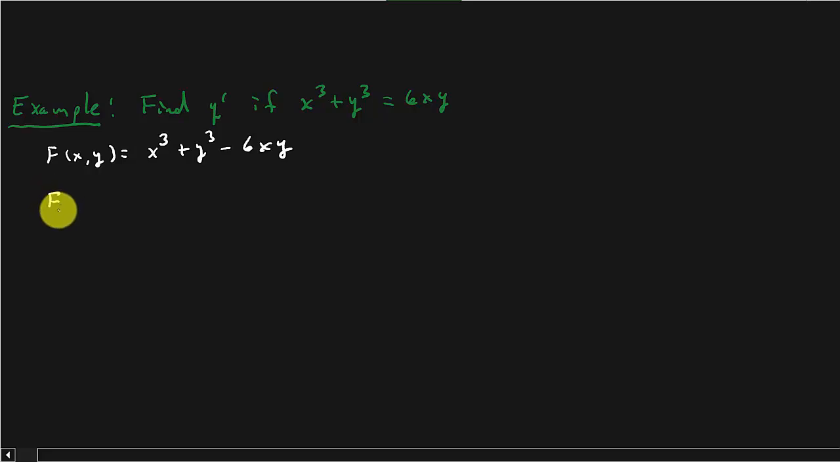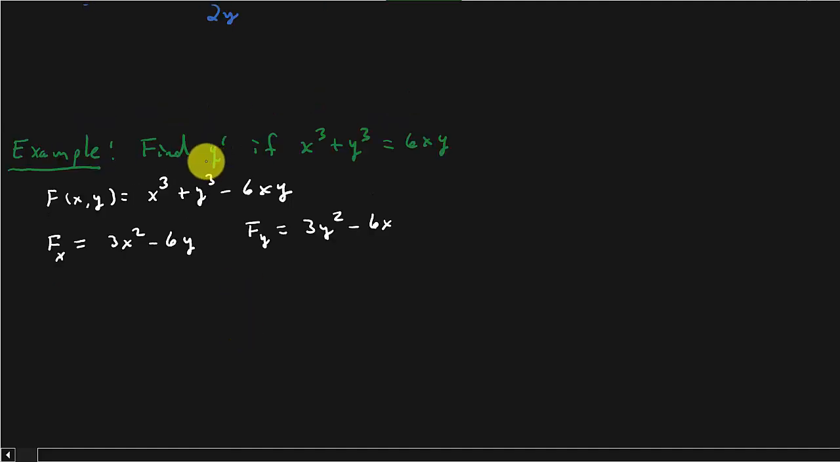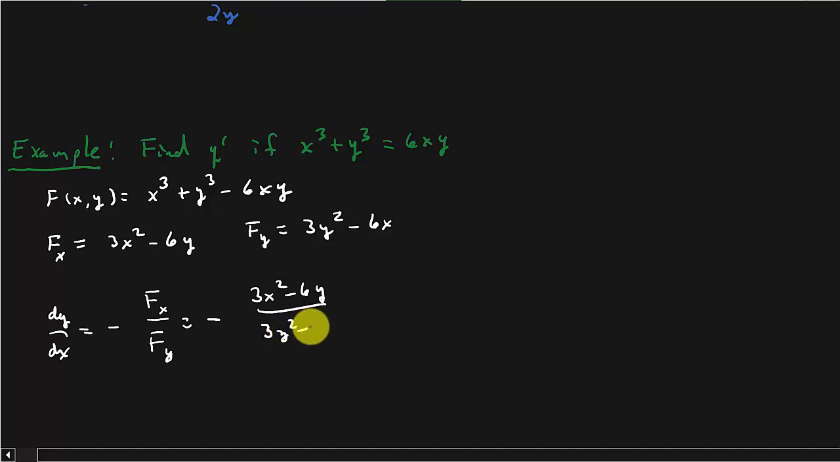So I've got the partial with respect to x. Just remember, this is just different notation. Okay, it means the same thing. That's 3x squared minus 6y. And the partial with respect to y is equal to 3y squared minus 6x. And so what are they wanting us to find? Y prime, right? So we have dy dx, remember, is negative that over that. So that's just negative 3x squared minus 6y over 3y squared minus 6x.